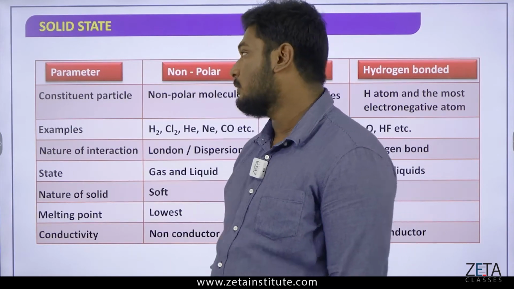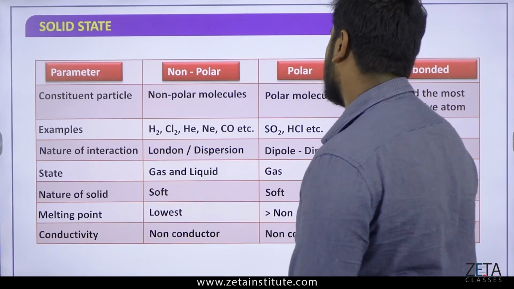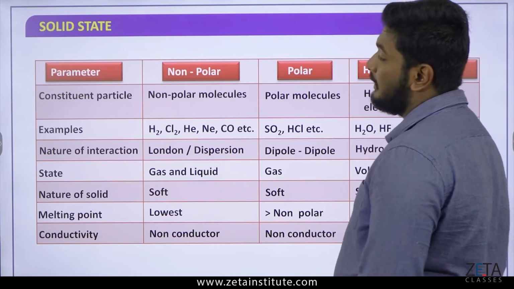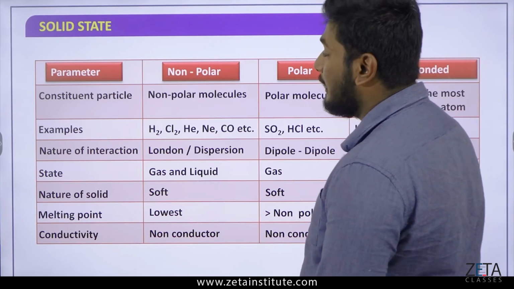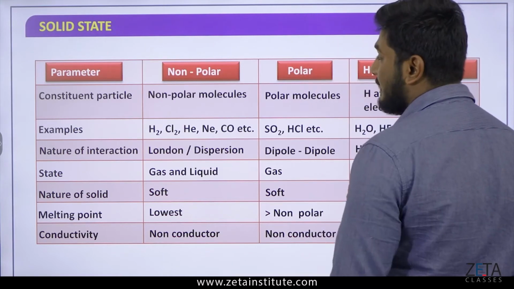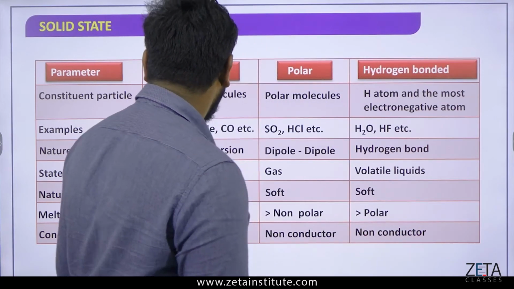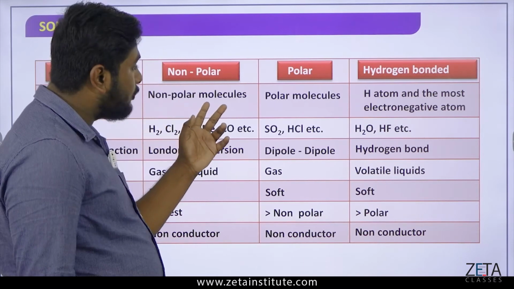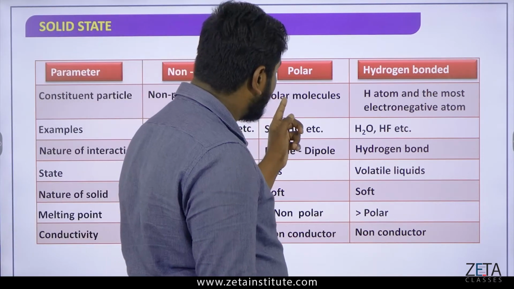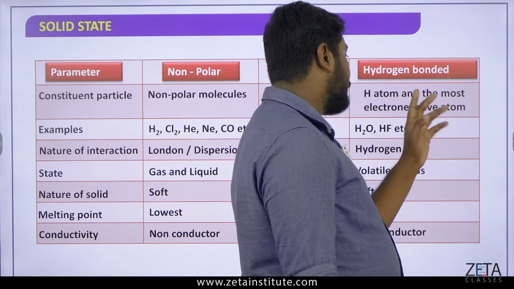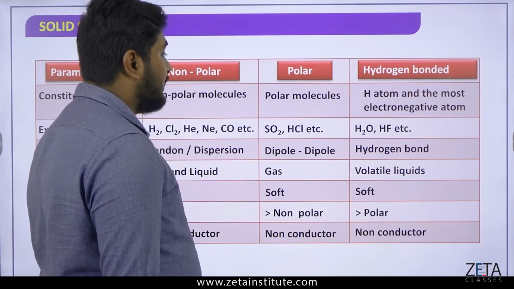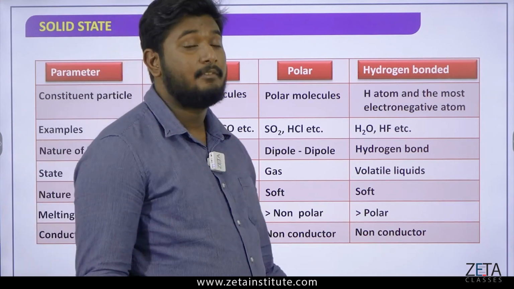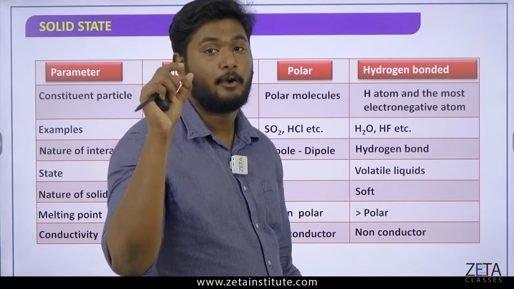Now we can just recall their parameter and properties in case of non-polar, polar and hydrogen bonded. So here we discuss about their constituent particle, and here we can see the examples. For example, in case of non-polar, we can say the constituent particle is non-polar molecules. In case of polar, the constituent particle is polar molecules. In case of hydrogen bonded, here the constituent particle is hydrogen atom and the most electronegative atom. Please remember our code H-phone, okay?